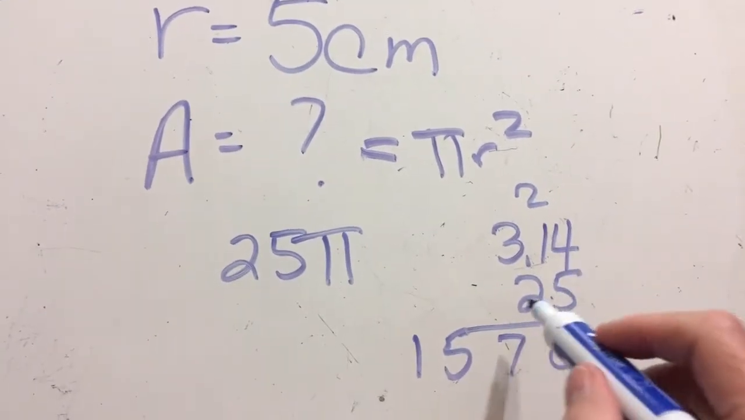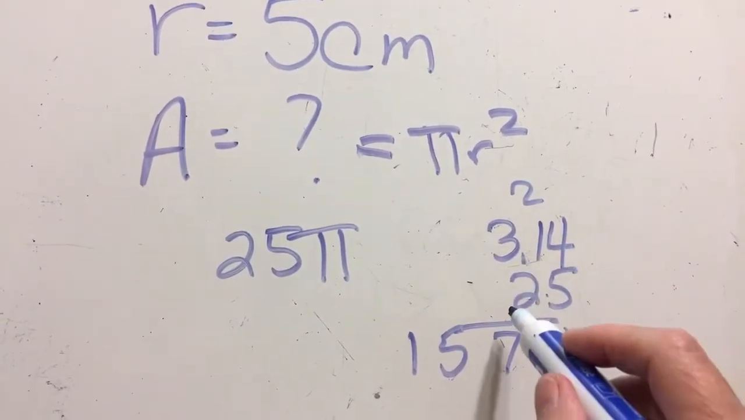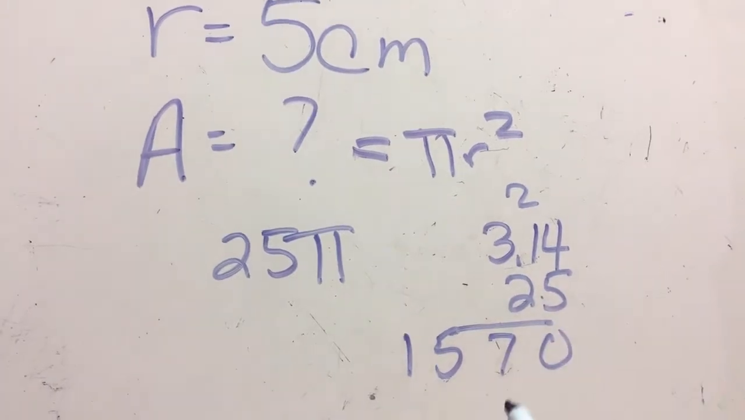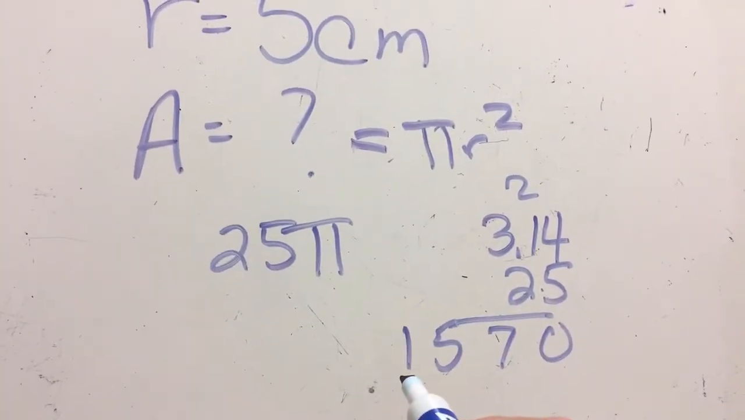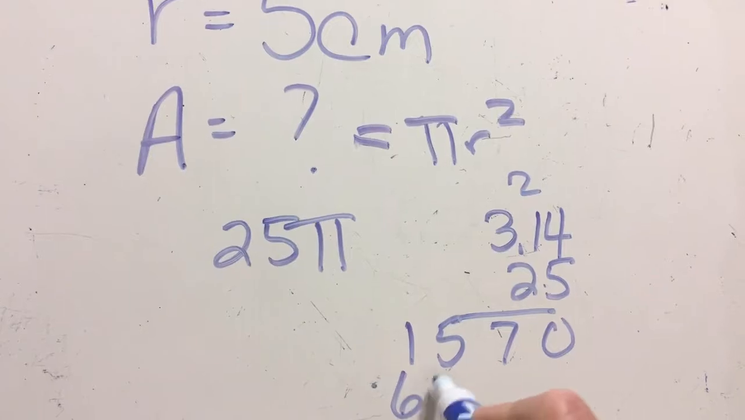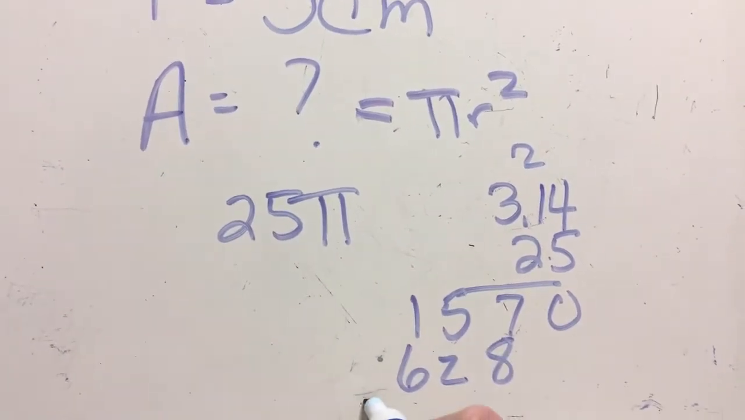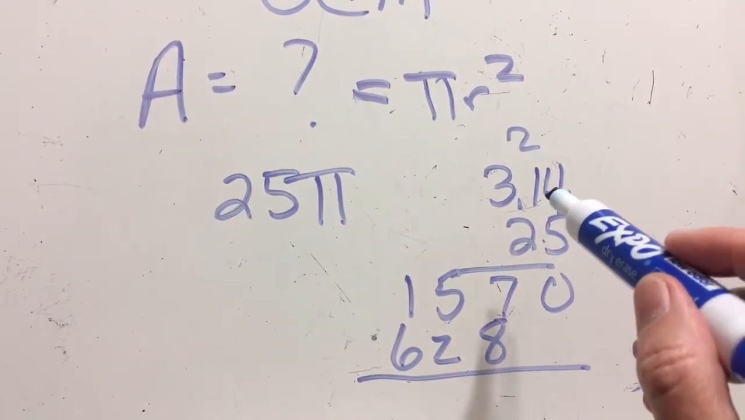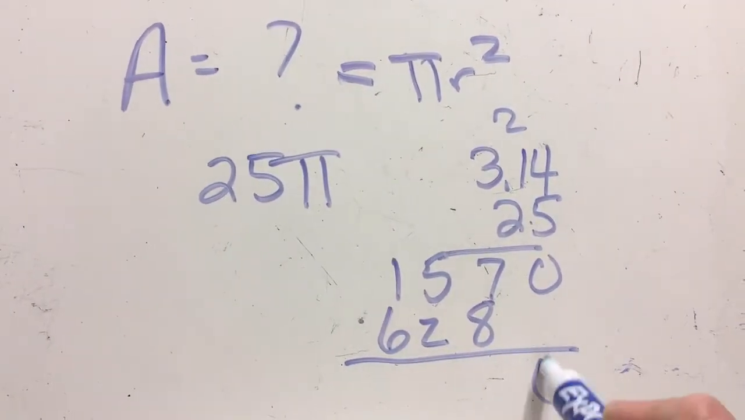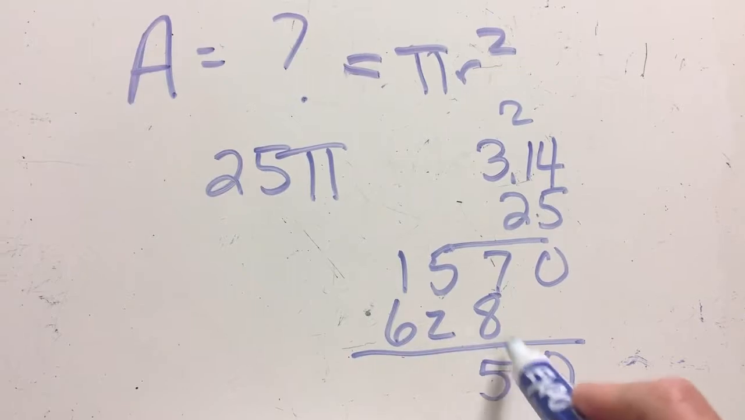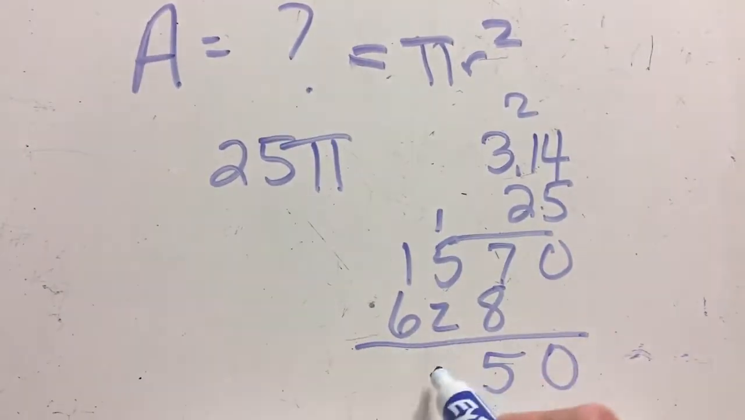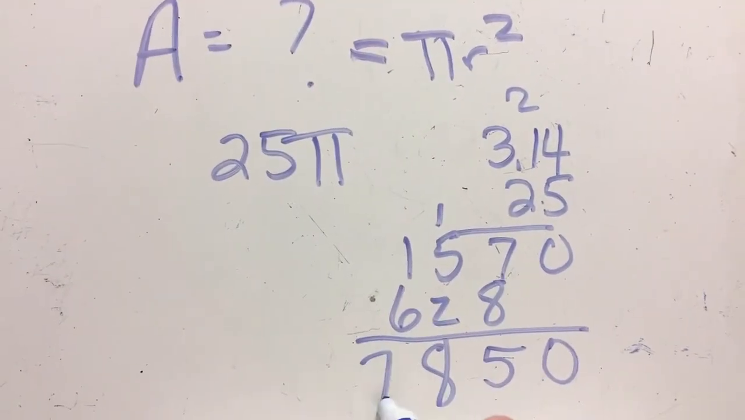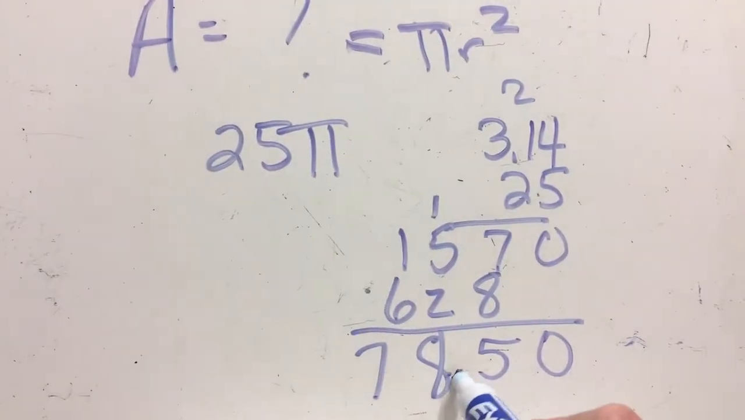And then this 3.14 times 2 is 628. I don't even have to multiply that. I've done it so many times. And now we are going to add that up. 0, 15. 5 plus 3 is 8, 7, and then 2 decimal places.